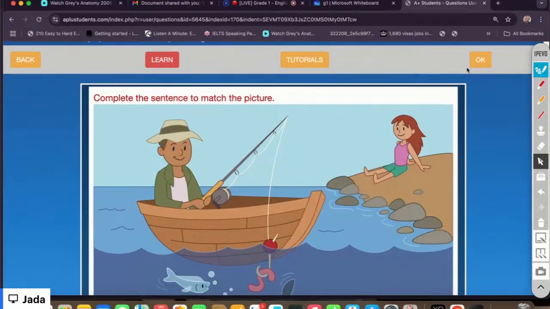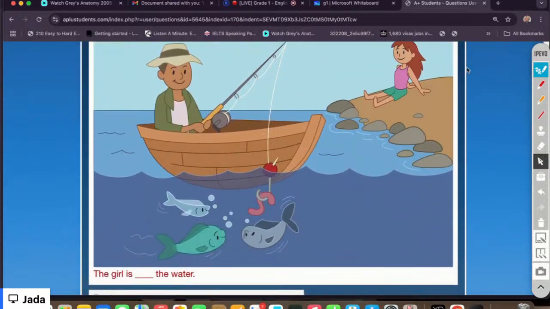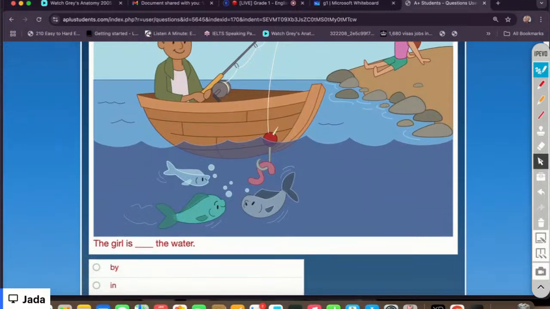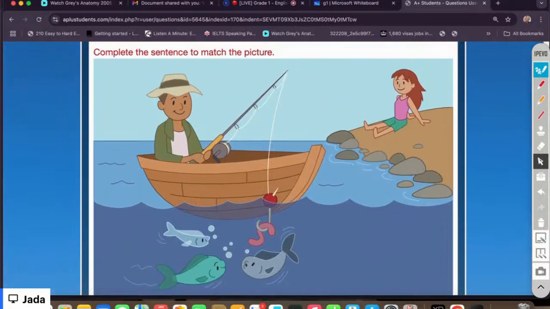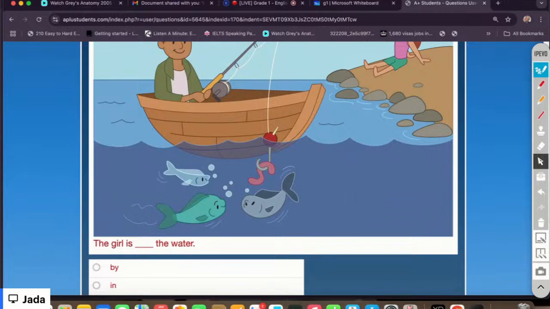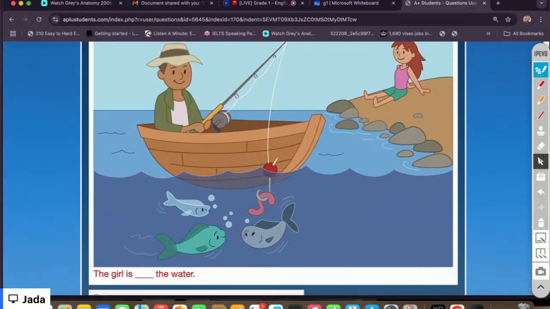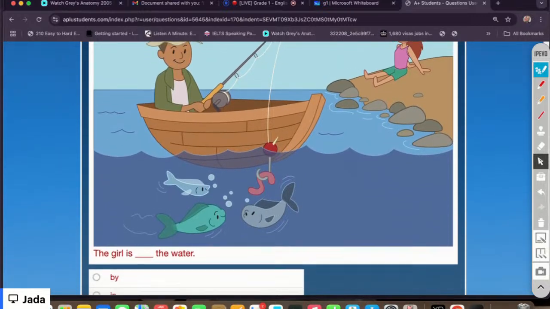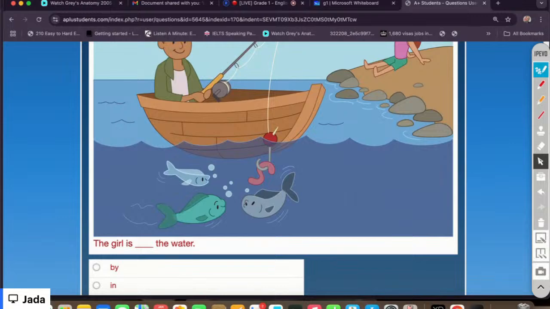So we have this also. Look at this picture. The girl is dash the water. So what do you think? Yeah, next to, correct. So look at this one. The girl is by the water or in the water. Look at the girl here. What do you think? So is she by the water or in the water? So look at the picture and you can tell me. By the water or in the water? So look here. See. So is it by or in? What do you think?